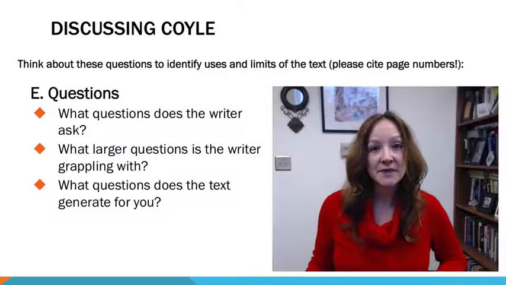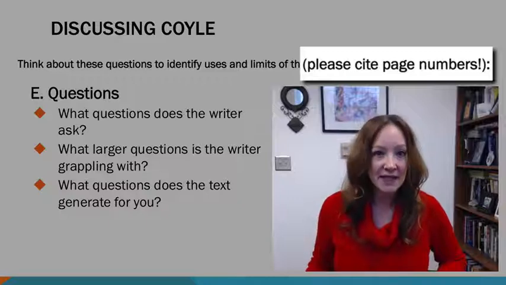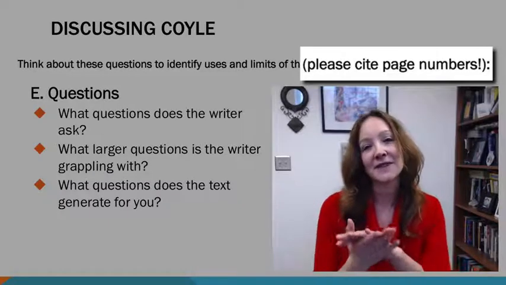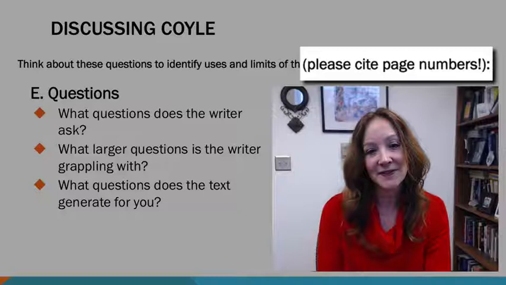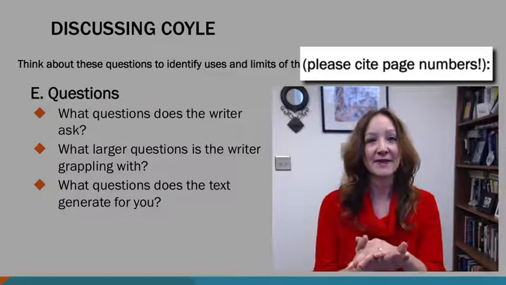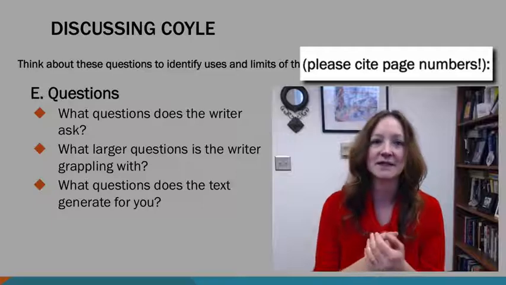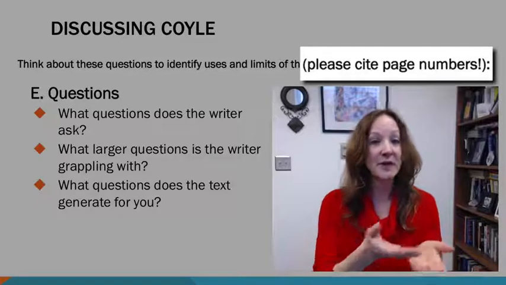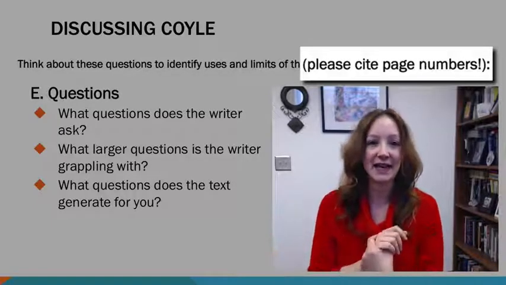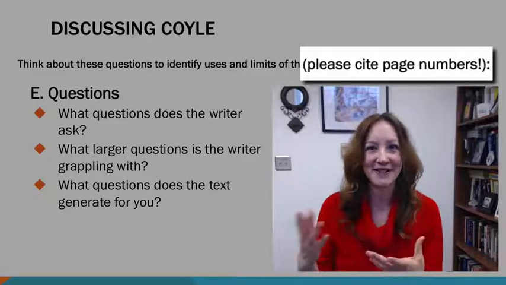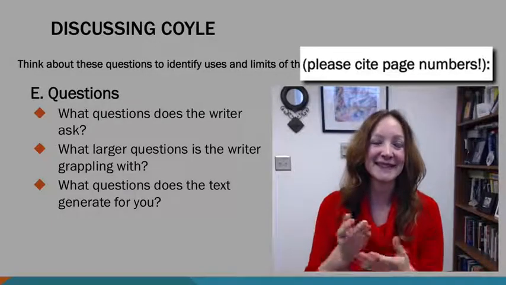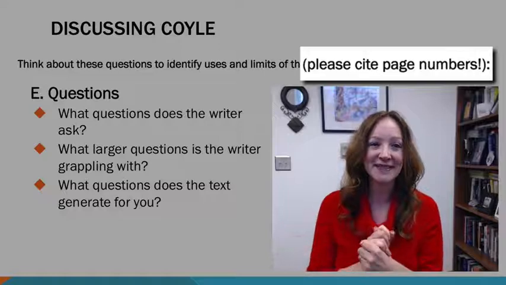As you're posting to the forum, please be sure to cite page numbers. It's really important. If I'm reading your discussion forum and I want to see a question, it's going to be hard for me to flip through all of Coyle to know which page it occurs on. So go ahead and just cite, say, on page 14, he asks how. I'm not sure if it was 14, whatever page it was, right? So go ahead, for all of you, please cite the page numbers.